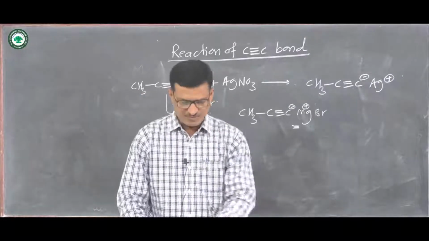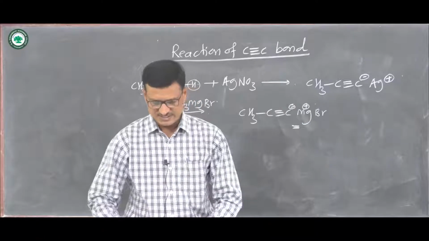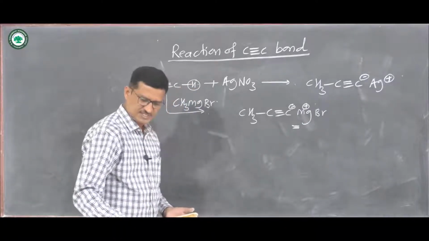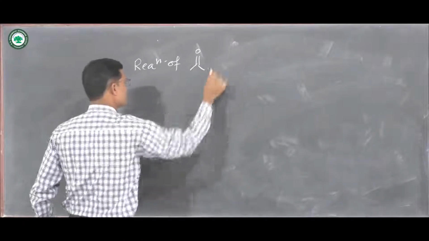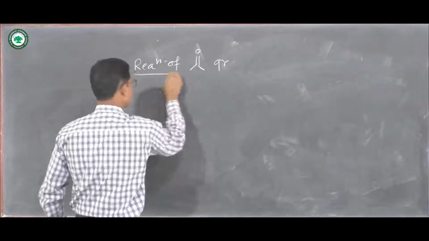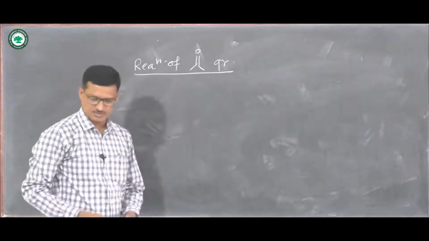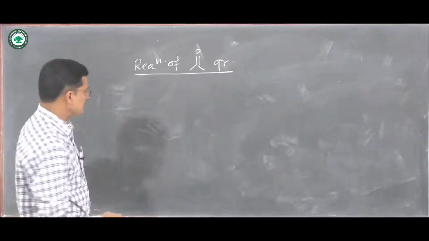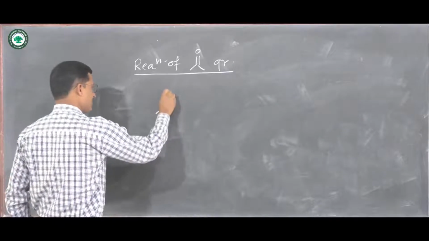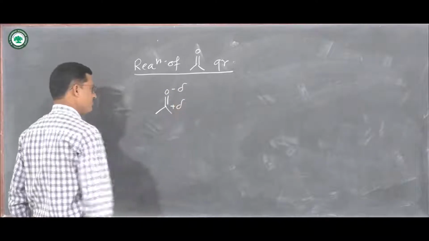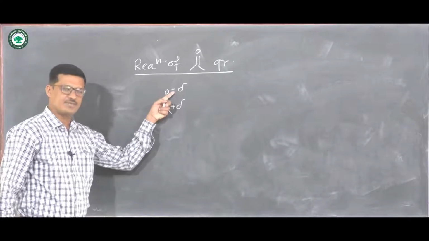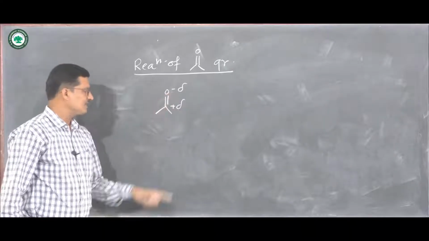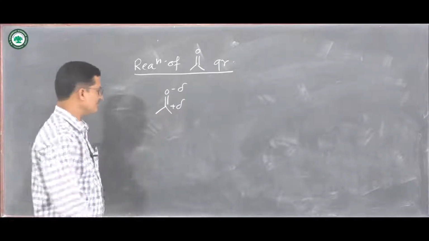Then once we discuss this, we discuss the reactions of the carbon-oxygen double bond. Reaction of the carbonyl group. When we see a carbonyl compound, we know the carbonyl oxygen is electronegative, so it has a delta negative charge, and the carbonyl carbon has a delta positive charge.